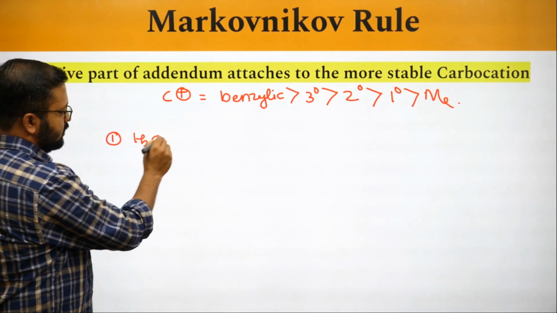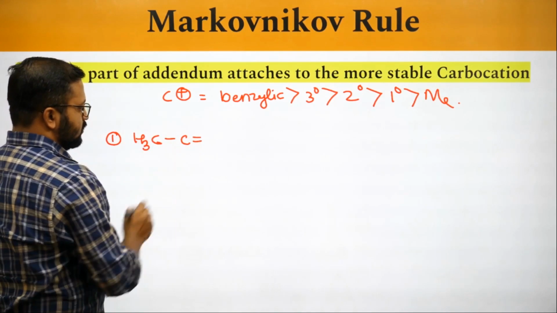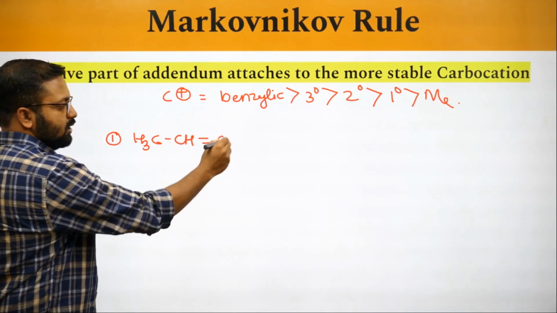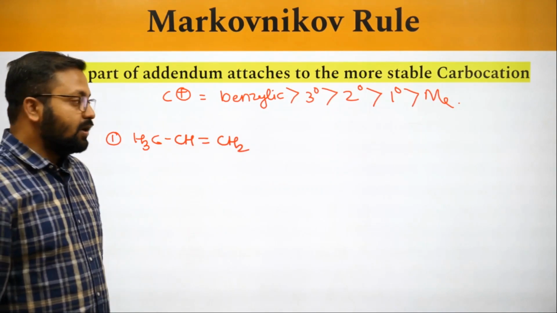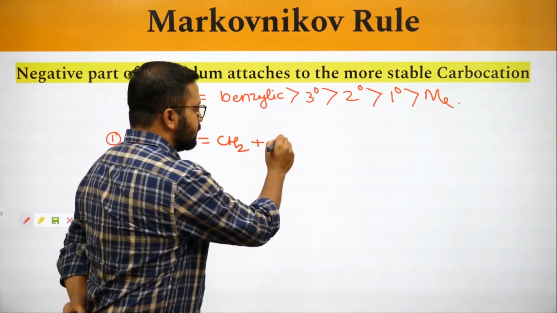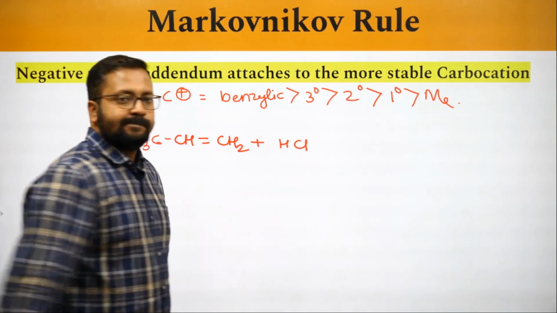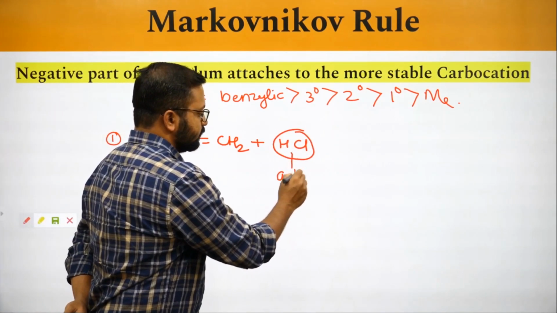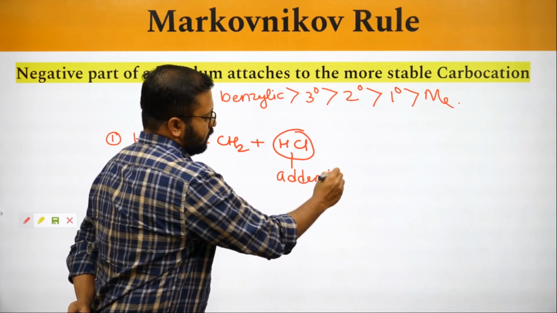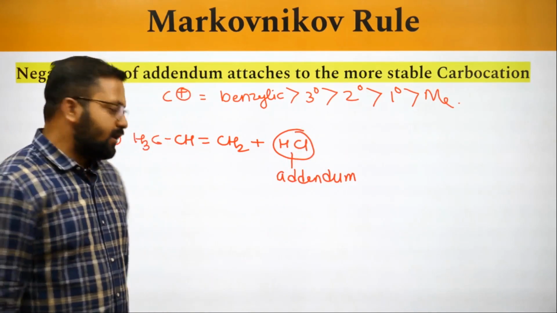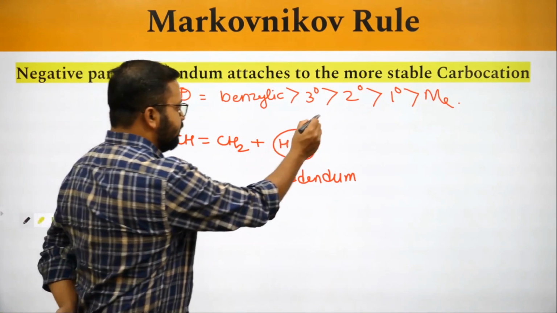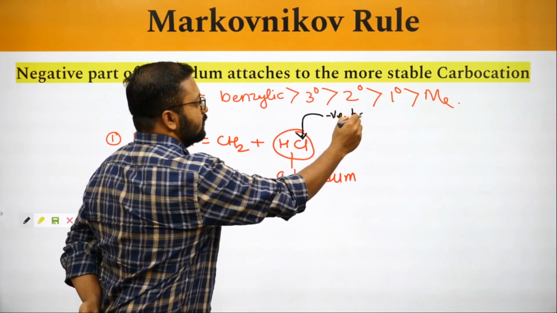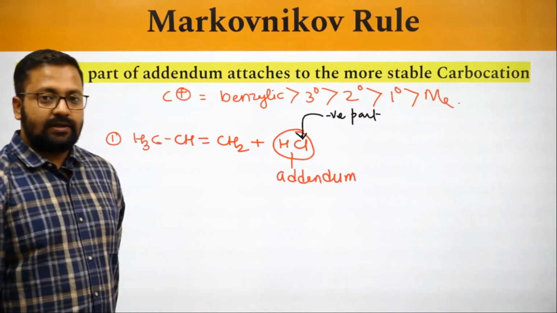You have a molecule like this, CH3 CH double bond CH2. This molecule is trying to react with HCl. This is known as the addendum. What is the negative part of this? This is the negative part. That means the anionic part.